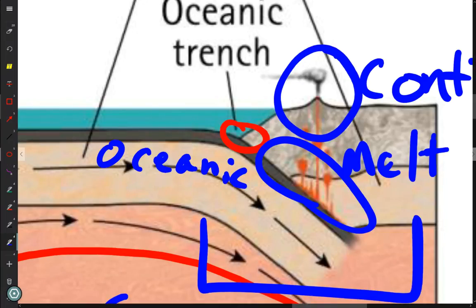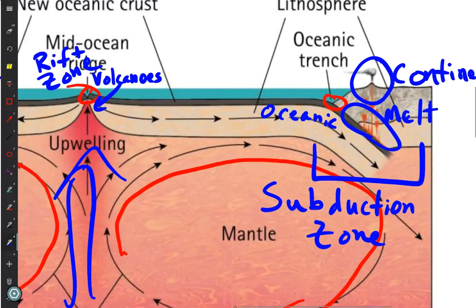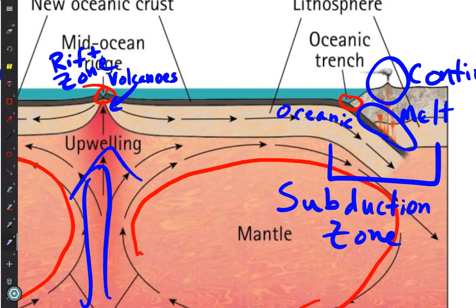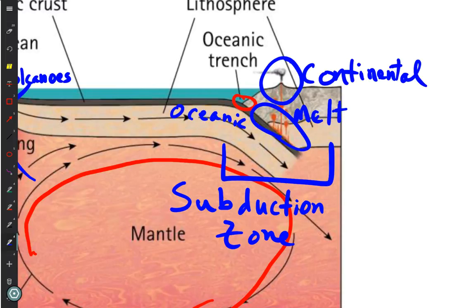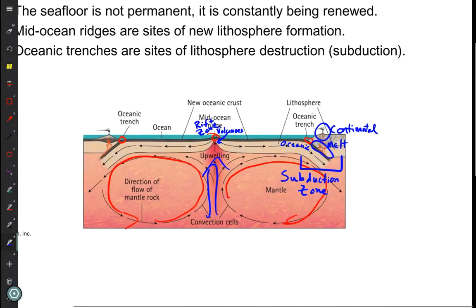What do we call this thing? Volcano. So we have volcanoes at the mid-ocean rifts, as well as at the boundaries between the oceanic plates and the continental plates. So how many people know what the Ring of Fire is?